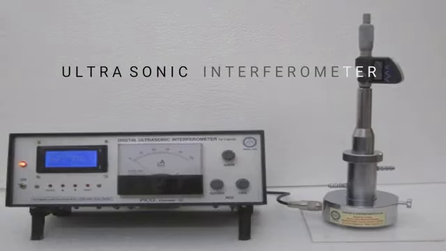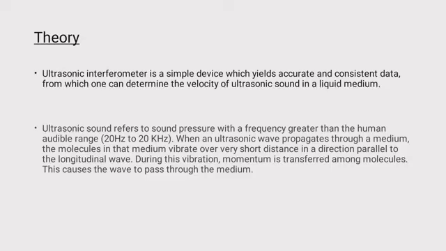So let's talk about the ultrasonic interferometer. The ultrasonic interferometer is a simple device which is used to yield consistent data to determine the velocity of ultrasonic sound in a liquid medium. Ultrasound, as anyone knows, refers to sound waves with frequency above the audible range for humans, which is from 20 Hz to 20 kHz.